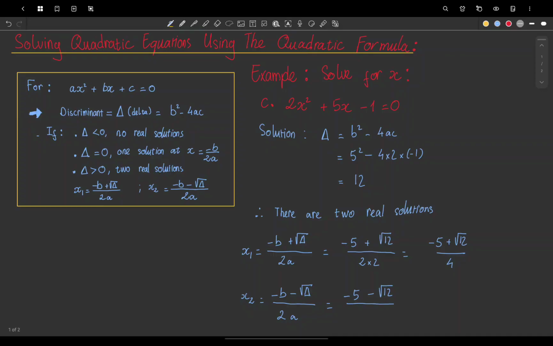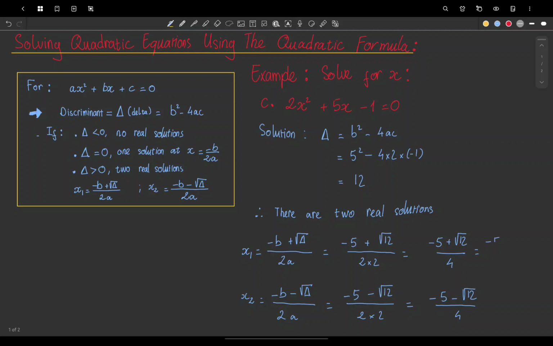Okay. Sorry, over 2 times 2, I'll just do it the same as the top. Then negative 5 minus square root of 12 over 4. Now I've seen some people try to simplify the surd. For me, when you get to this sort of solutions of x1 and x2 like this, I would be really happy with it.